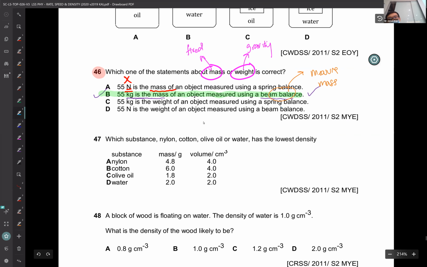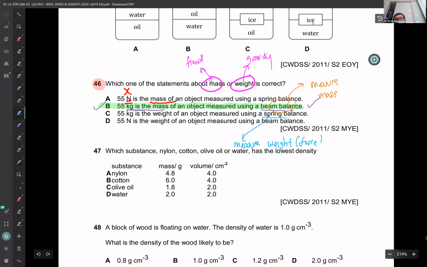Then what about the spring balance? Spring balance is to measure weight. Weight is also a type of force. So a spring balance can also be used to measure force as well. Okay, I give you this, you copy, I pause the recording here.